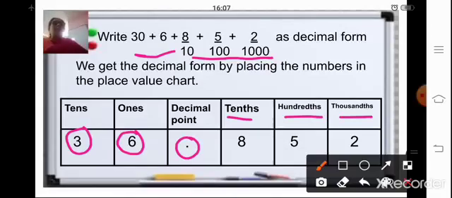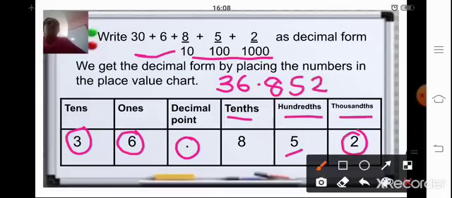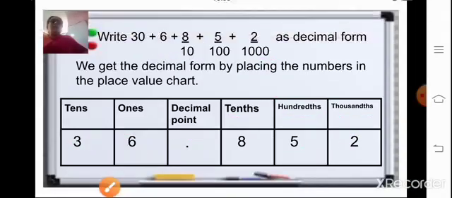So you will write the number 8 in 10th place. 5 upon 100, 5 is in 100th place, so you will write the number 5 in 100th place. And 2 is in 1000th place, so write the number 2 in 1000th place. Now your final answer while you write is 36.852. So this is your answer in short form, or you can say in decimal numbers.